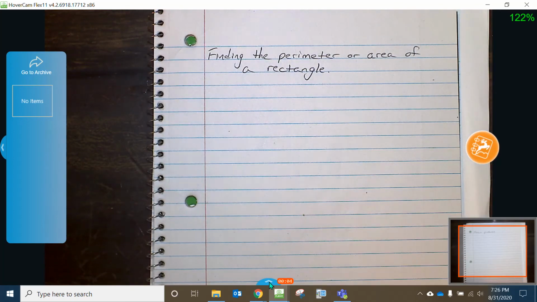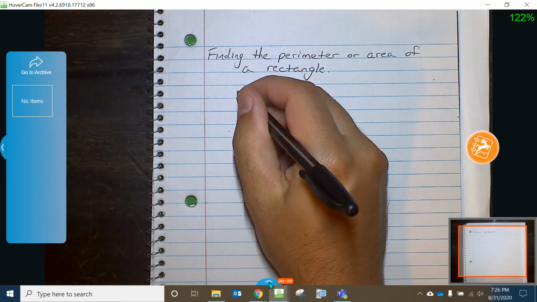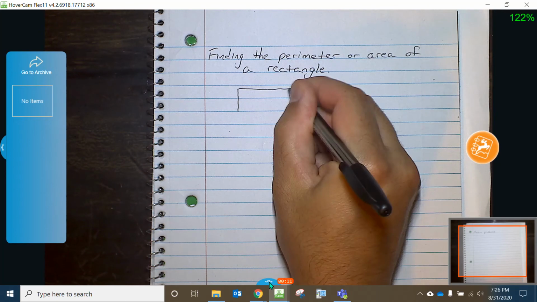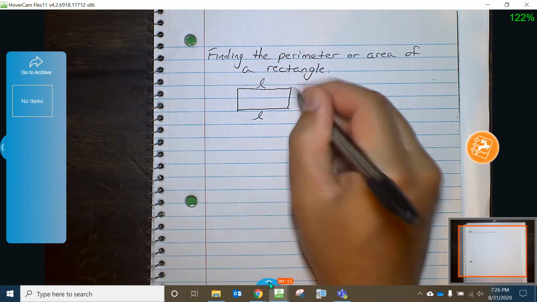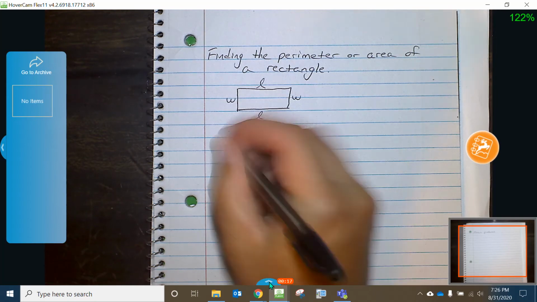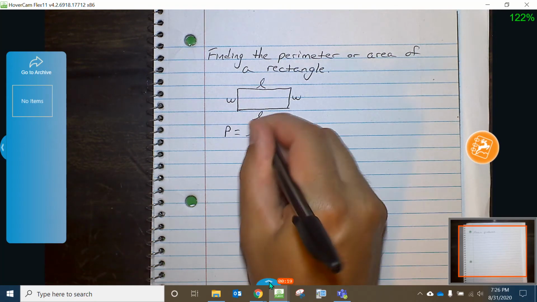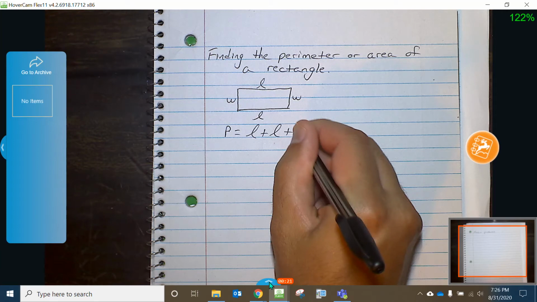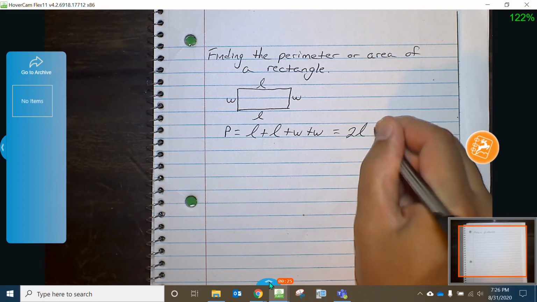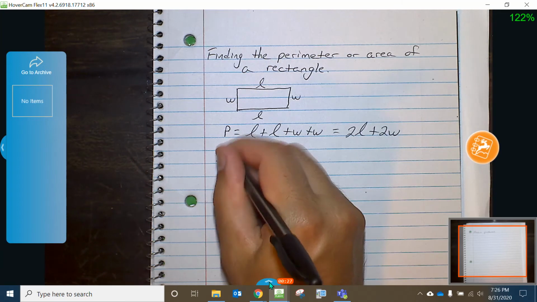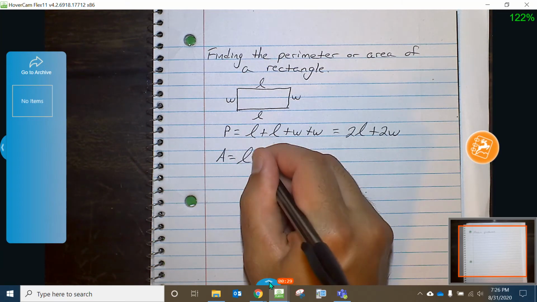Finding the perimeter or area of a rectangle. So we know a generic rectangle will have length, width, and width. So our perimeter equals L plus W plus W, or 2L plus 2W. The area equals length times width.